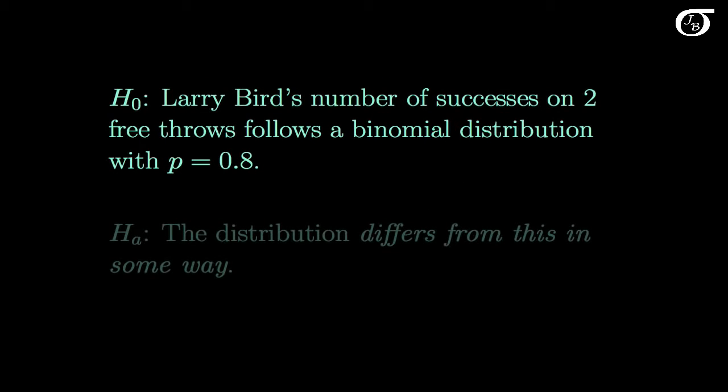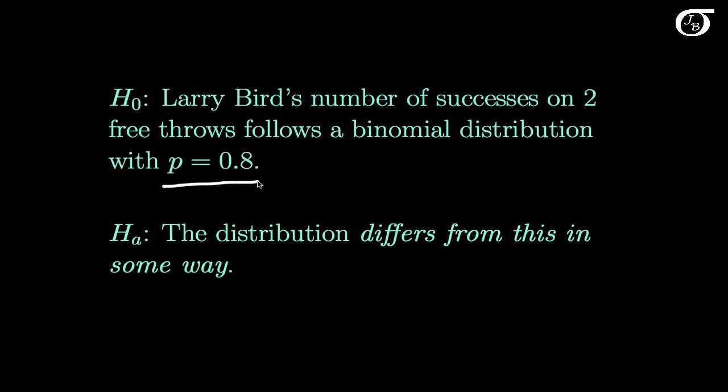Let's go back to the claim. We're going to test the null hypothesis that Larry Bird's number of successes on 2 free throws follows a binomial distribution with a probability of success of 0.8. The alternative hypothesis is that the null hypothesis is wrong, or that the distribution of the number of successes differs from this in some way. That could mean that the binomial distribution is reasonable, but this probability of success is not, or it could also mean that the binomial distribution is not reasonable. For example, the independence assumption might be violated.